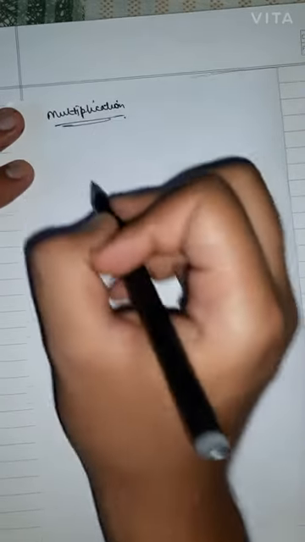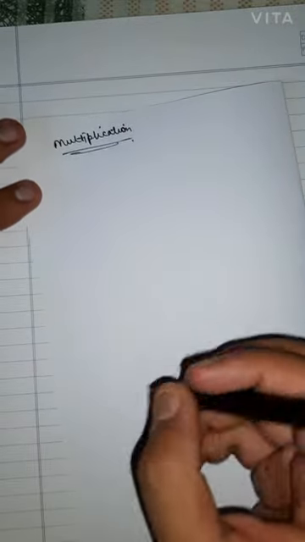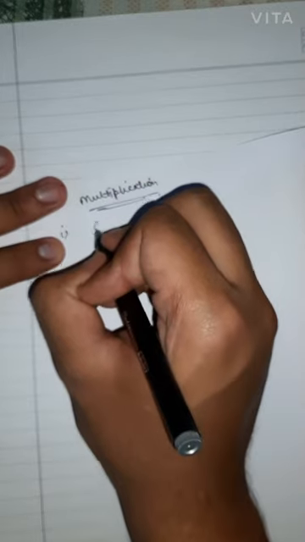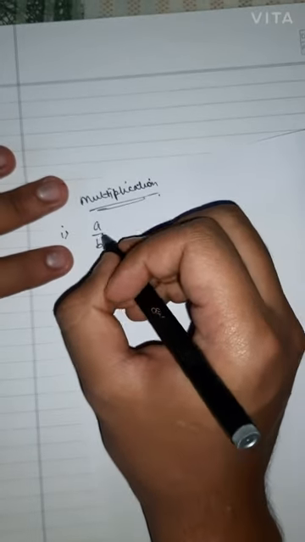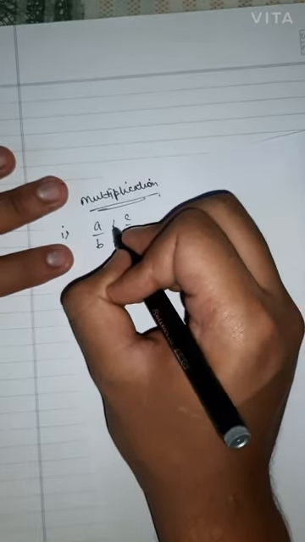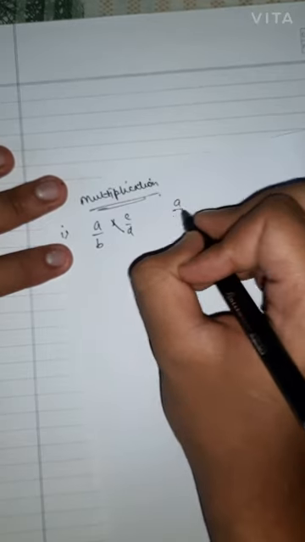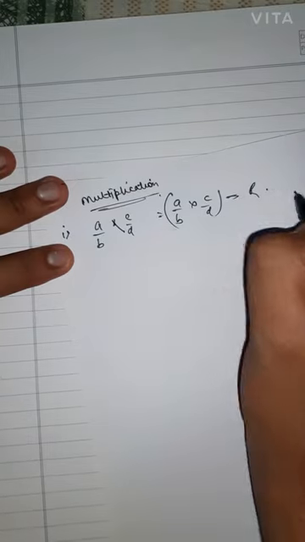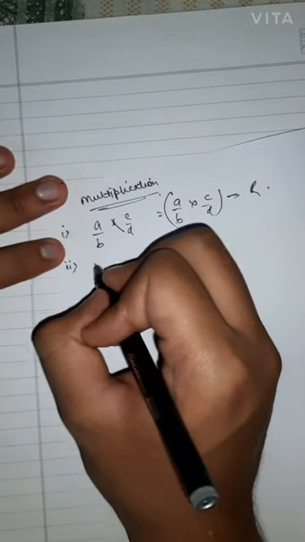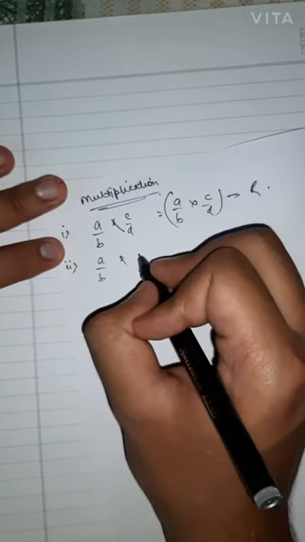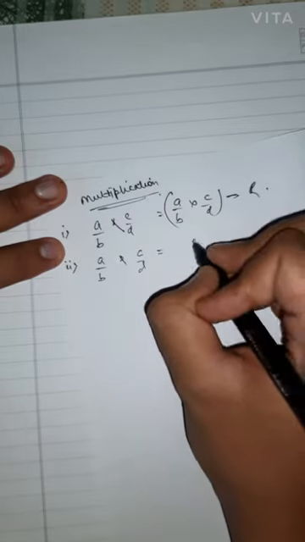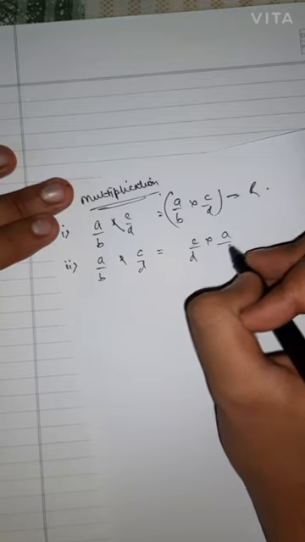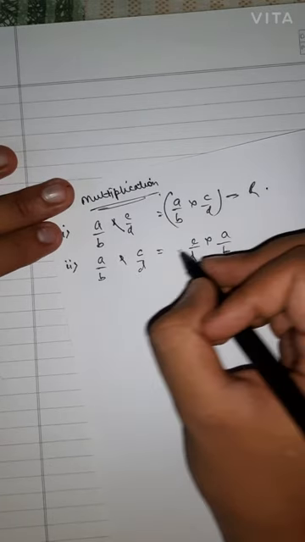Multiplication. There are also some properties in multiplication. First we'll see the properties. For example, there are two rational numbers a by b and c by d. So if we multiply a by b into c by d, the result will be the rational number. Second property, there are two rational number a by b and c by d. You can interchange it, doesn't matter, the result will be same. C by d into a by b also will be the same.